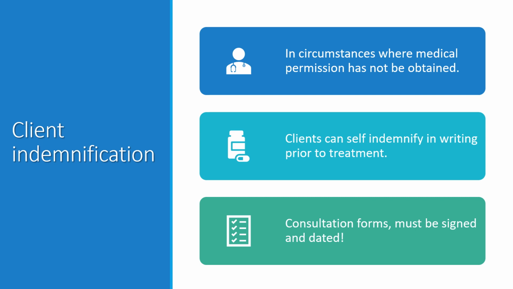So you need to explain why it could be a problem, and you must get a consultation form signed and dated, and that self-indemnification signed and dated and ticked. Either ring it A or B, or tick A or B to say that the client is aware that it could be a potential problem.